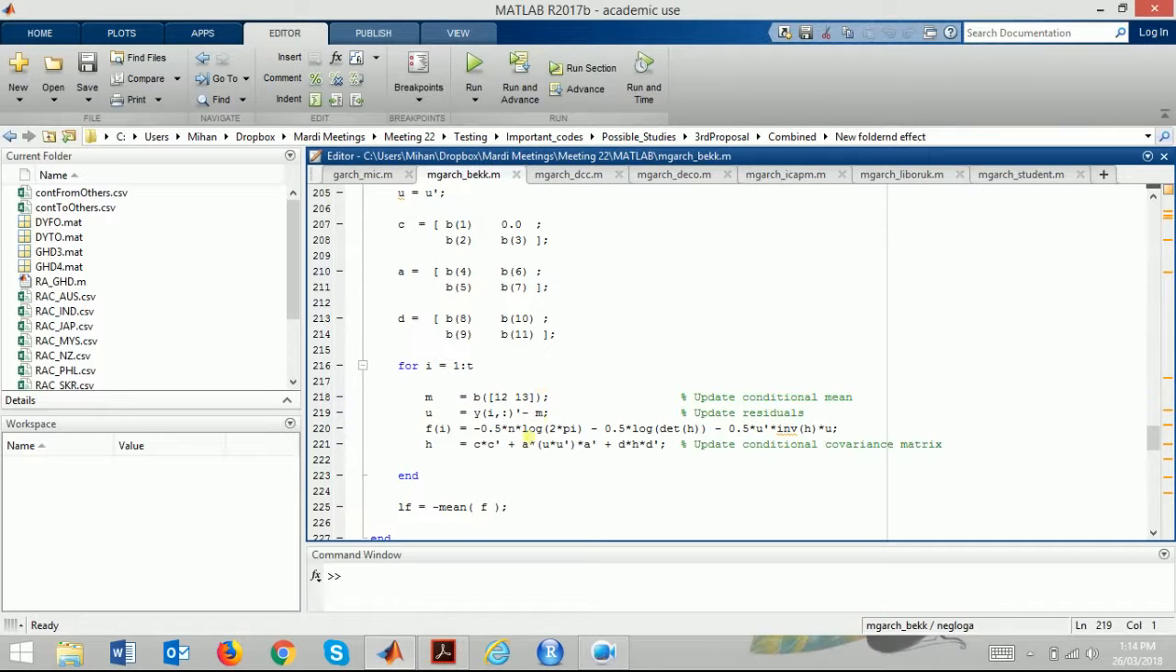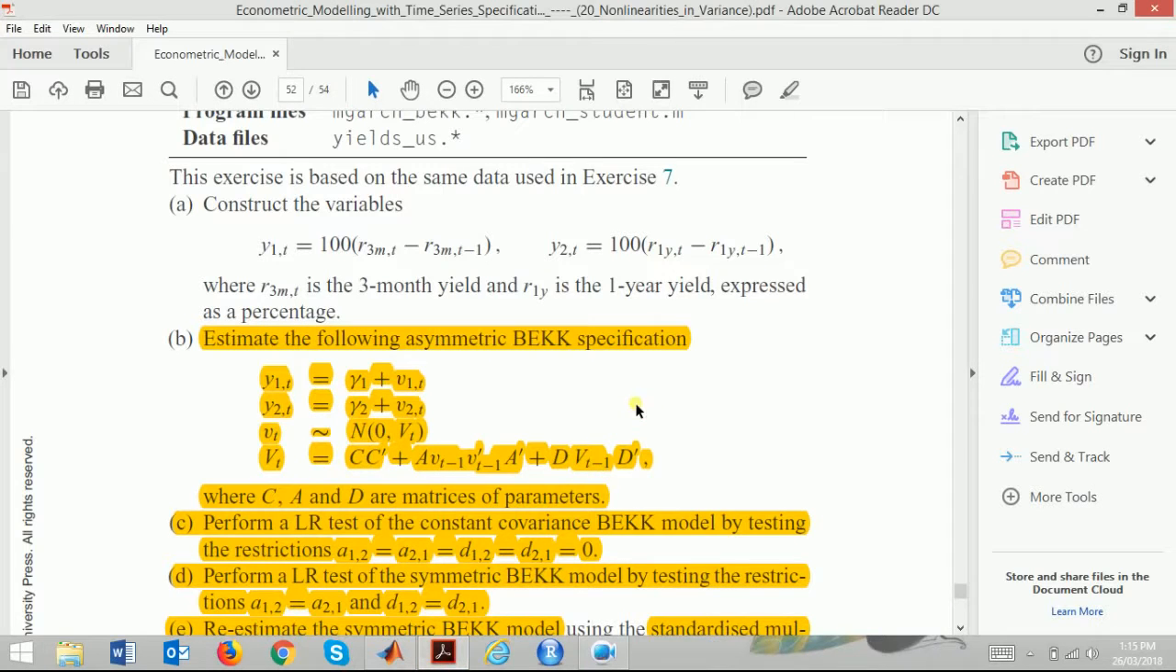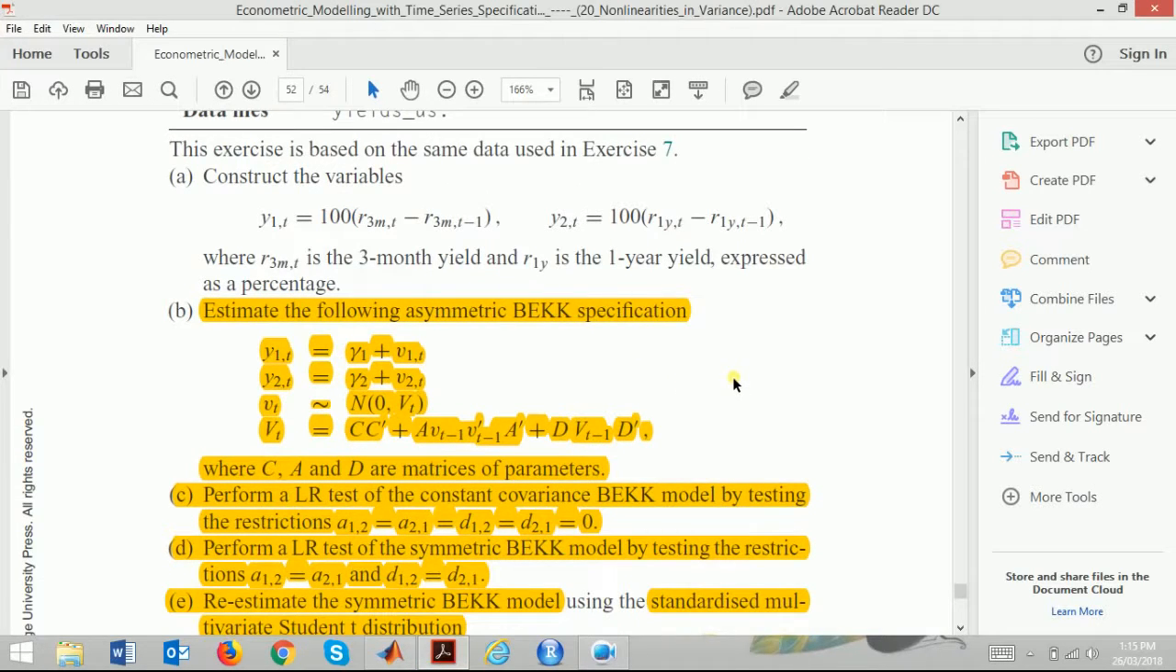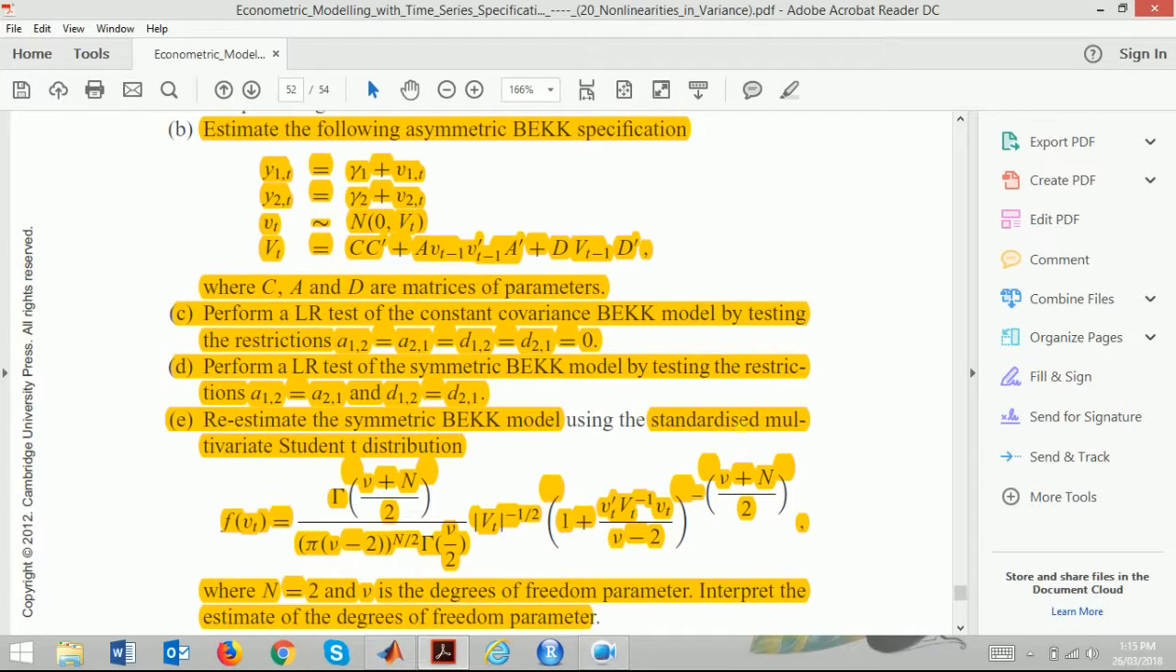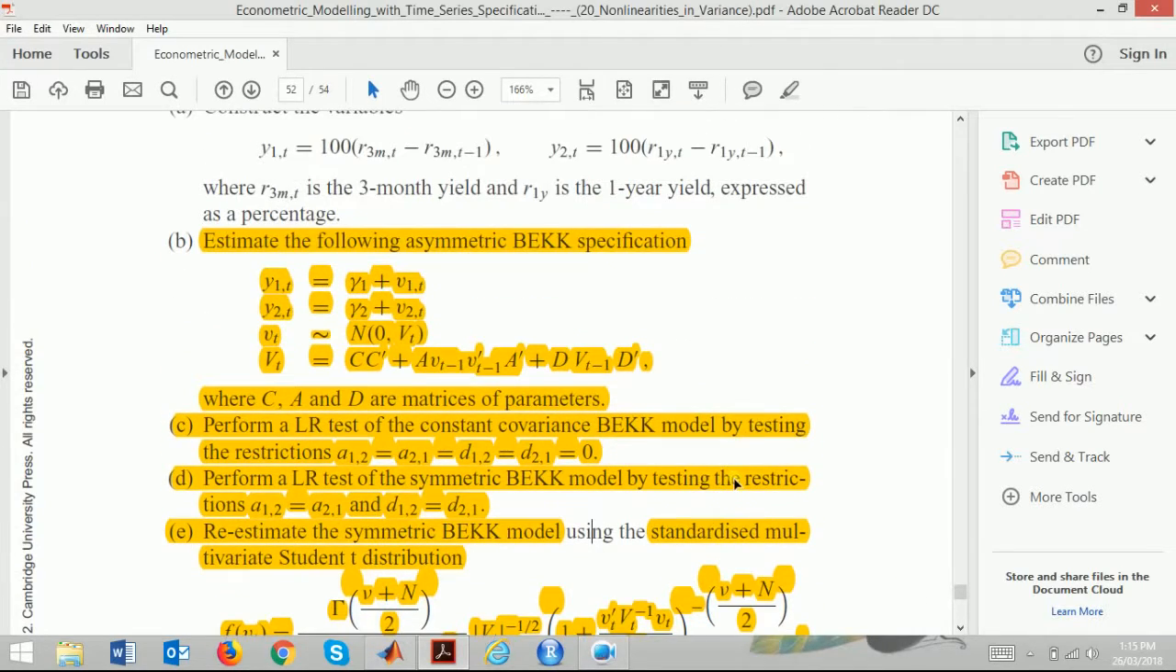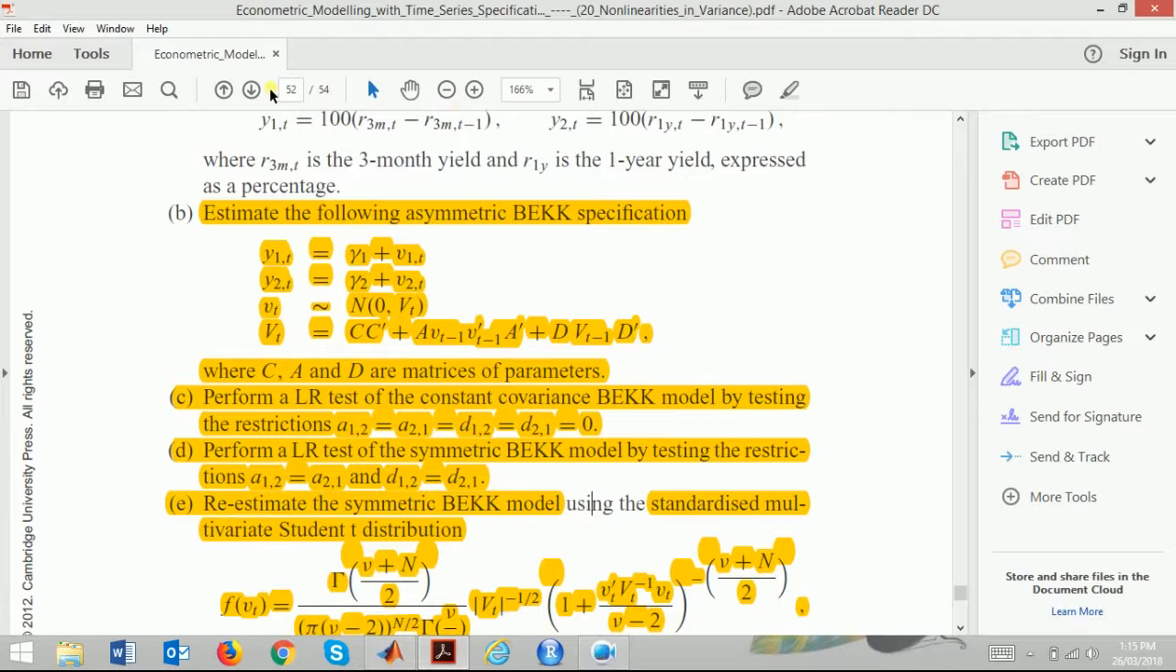Now let's update the conditional mean. The conditional mean is in columns 12 and 13, the 12th and 13th parameters. The 12th and 13th elements are basically the conditional means. Mu will update automatically because 12 and 13 is for two variables, so there will be two conditional means, right?